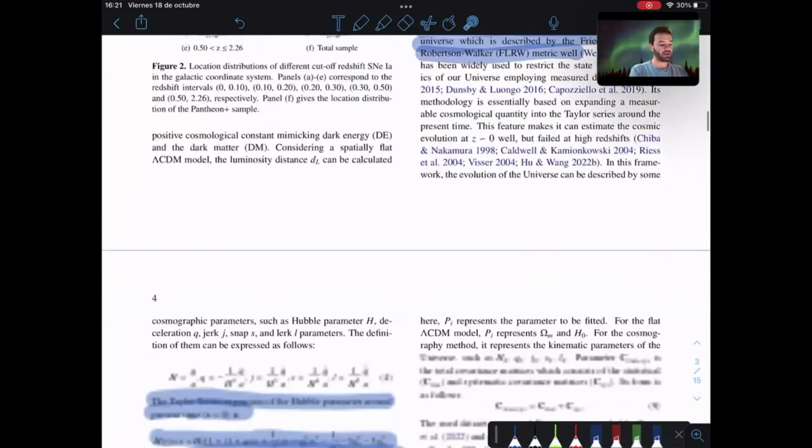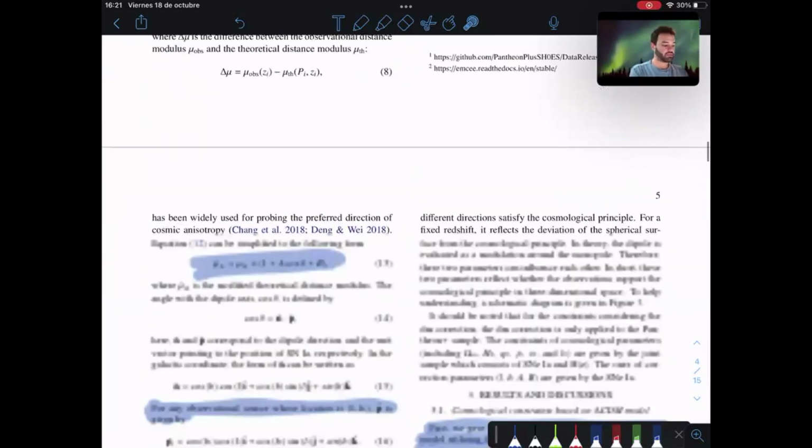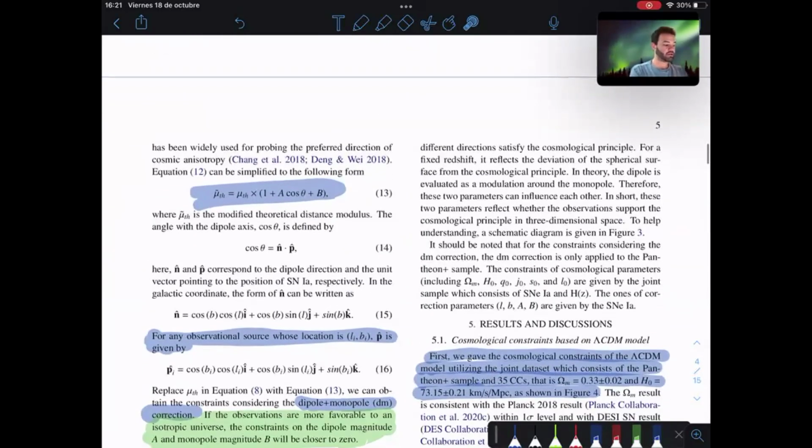But in this paper, what they did was modify this distance to include two new terms, this A and this B, which in fact kind of test for the cosmological principle. It's also a way of testing for this homogeneity and isotropy of the universe.